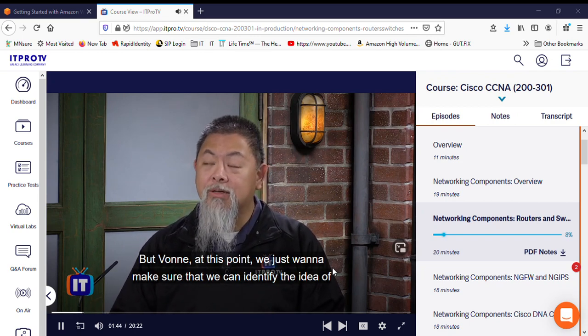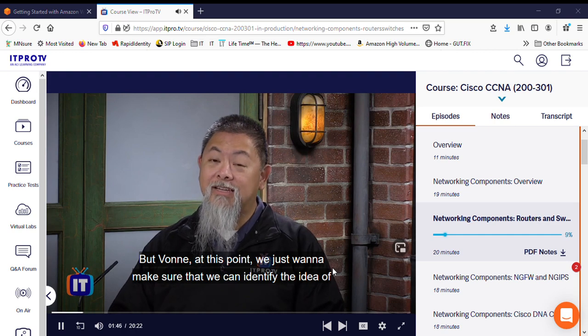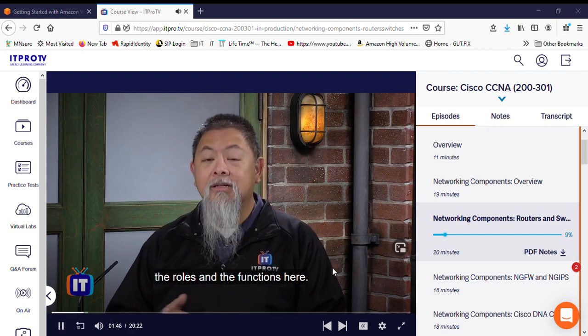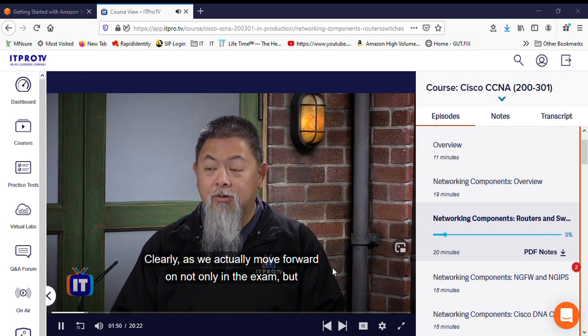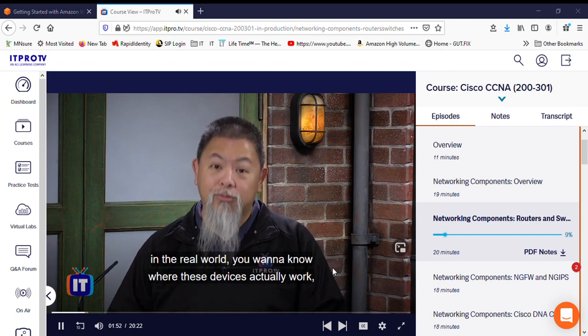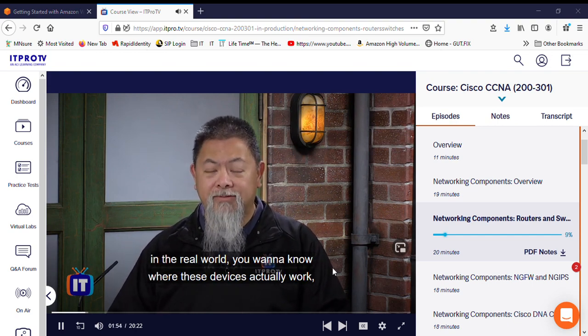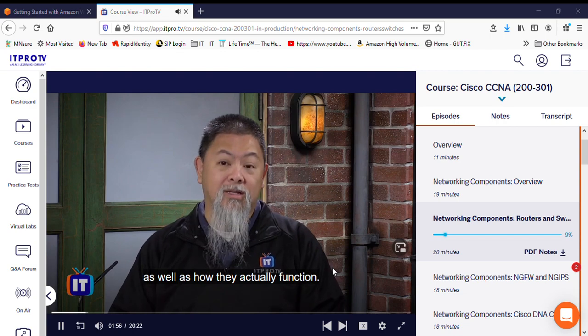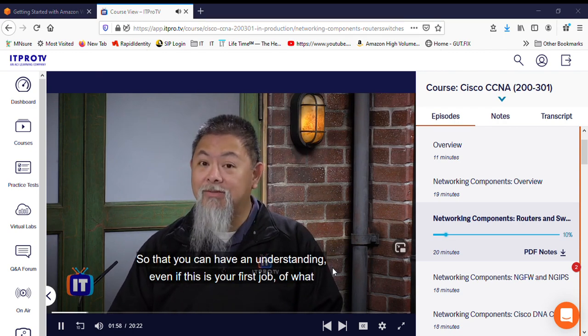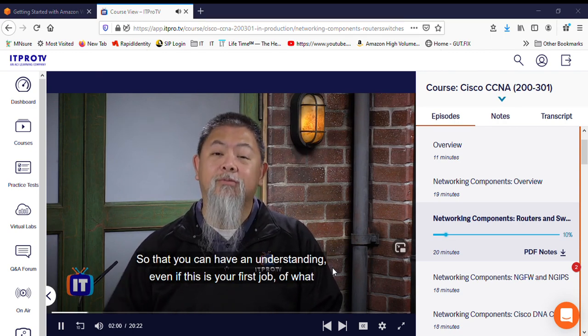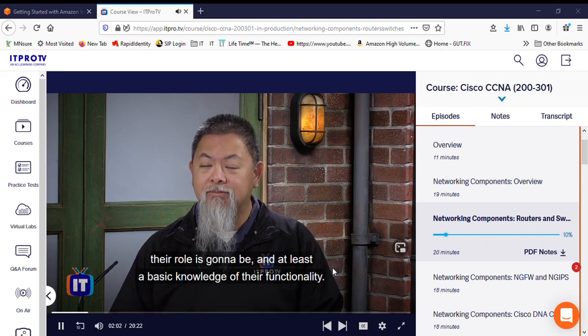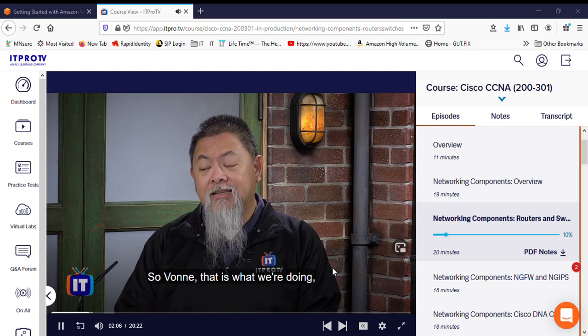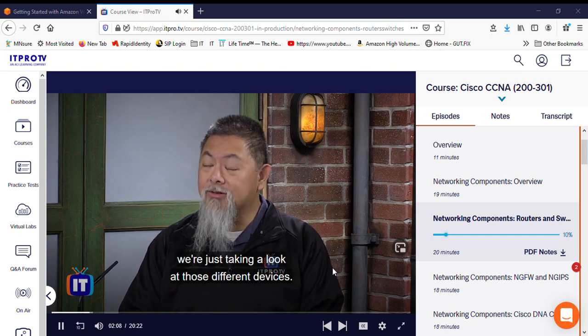But Vaughn, at this point, we just want to make sure that we can identify the roles and the functions here clearly as we move forward, not only in the exam, but in the real world. You want to know where these devices actually work, as well as how they function, so that you can have an understanding, even if this is your first job, of what their role is going to be and at least a basic knowledge of their functionality. So Vaughn, that is what we're doing. We're just taking a look at those different devices.